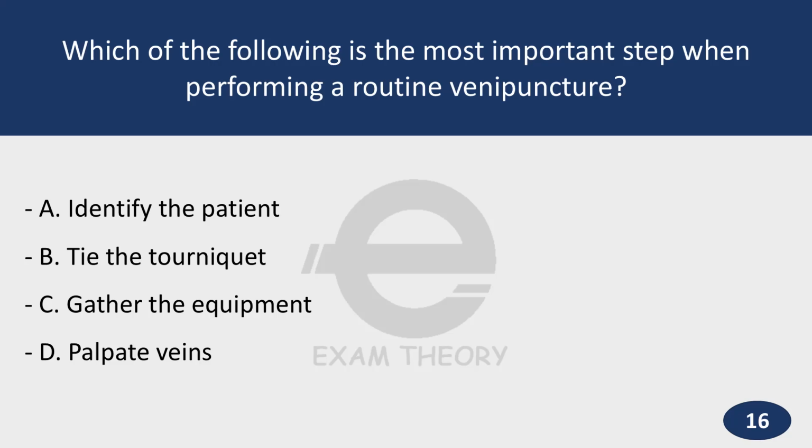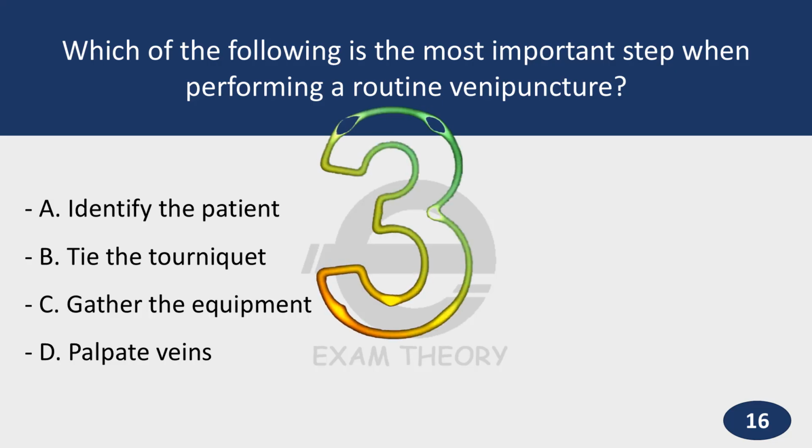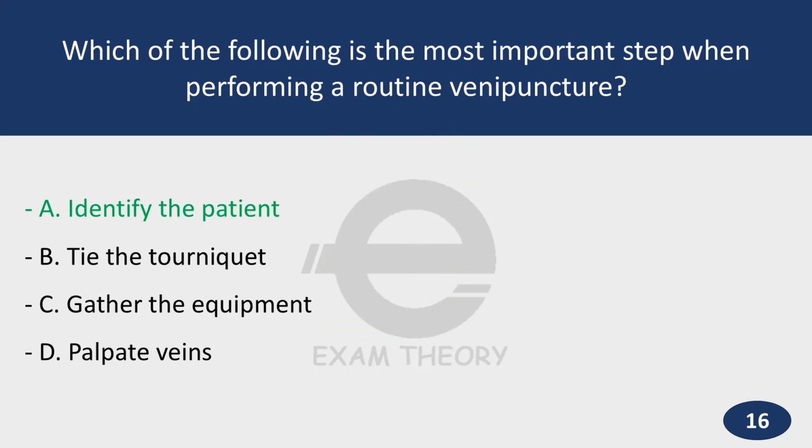Which of the following is the most important step when performing a routine venipuncture? A. Identify the patient. B. Tie the tourniquet. C. Gather the equipment. D. Palpate veins. The correct answer is A. Identify the patient.